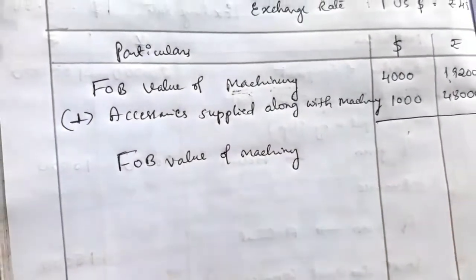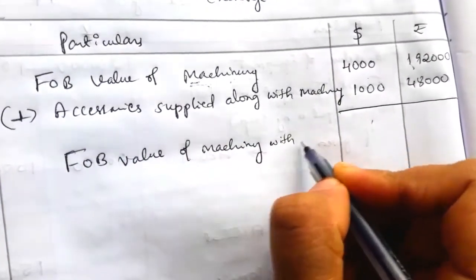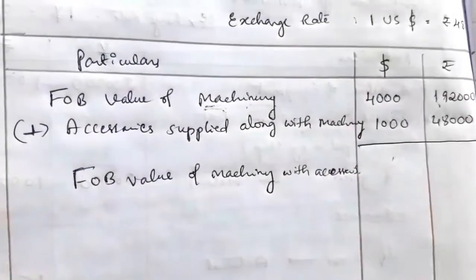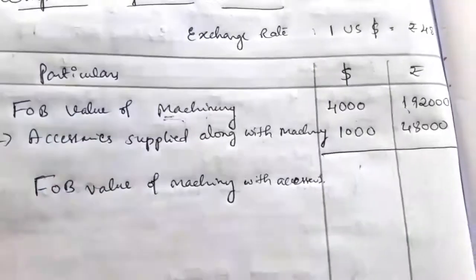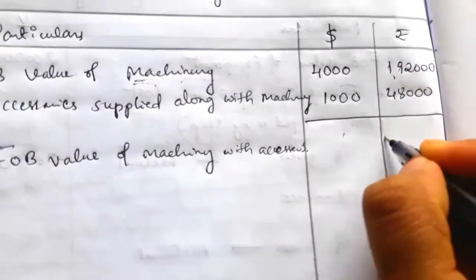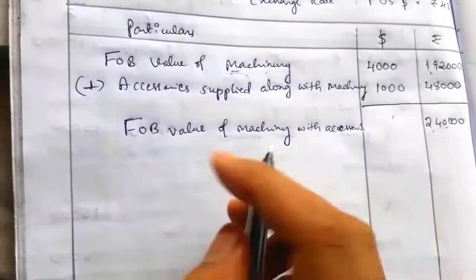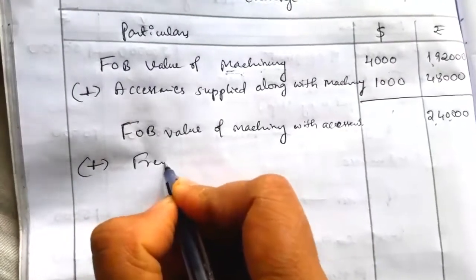So the FOB value of the machinery along with the accessories, how much is that? That is equal to 2,40,000. 2,40,000 is the FOB value. This is the FOB value. After FOB we have to add freight or transportation.